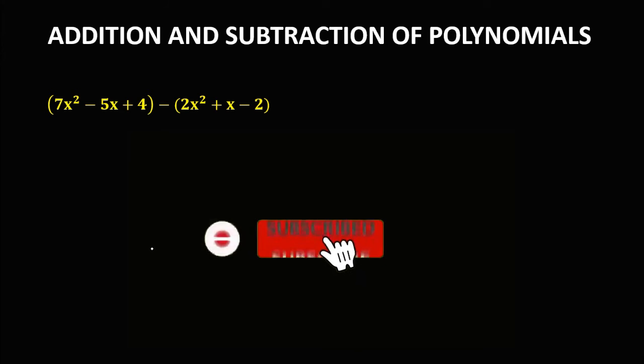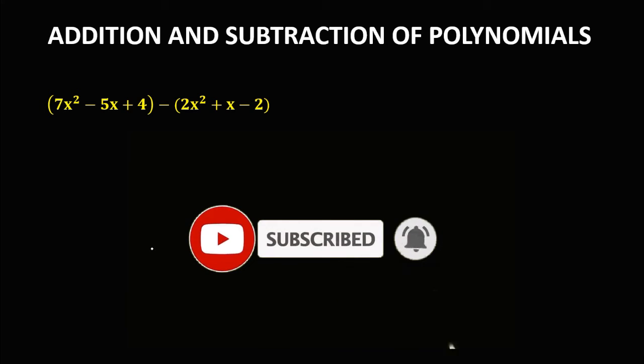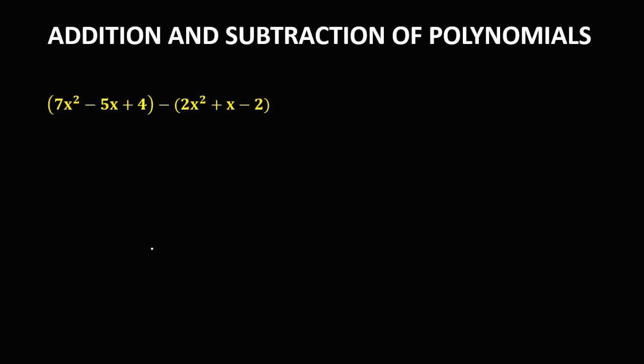Okay, so let's have this topic, addition and subtraction of polynomials. So we have this given. First, we need to rewrite this given by omitting all the parentheses and align all like terms. Like terms are terms with the same variables and the same exponents. For the first group, we have 7x squared, then minus 5x, then plus 4.